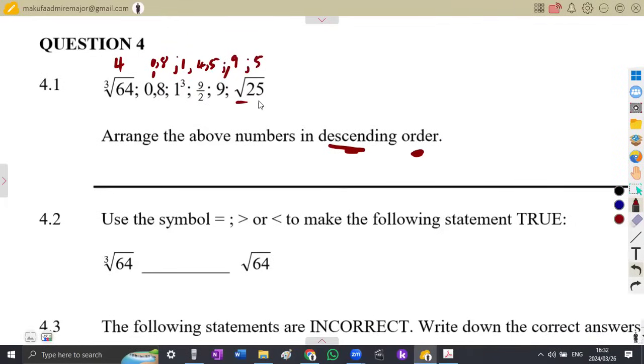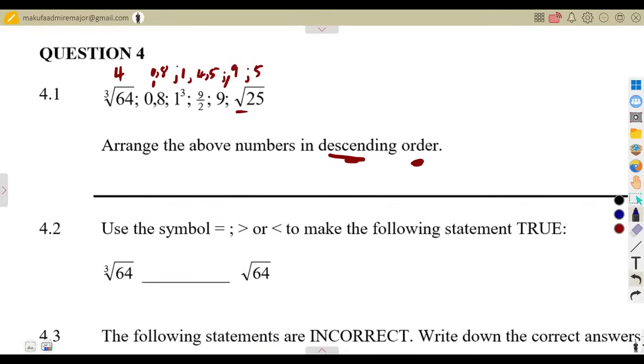So comparing these numbers, which one is the biggest value between 4, 1, 0.8, 1, 4.5, 9? 9 is the biggest value, and 9 was taken from where? It was just 9 as it is. Followed by what? 5. But where are we taking 5 from? From the square root of 25.